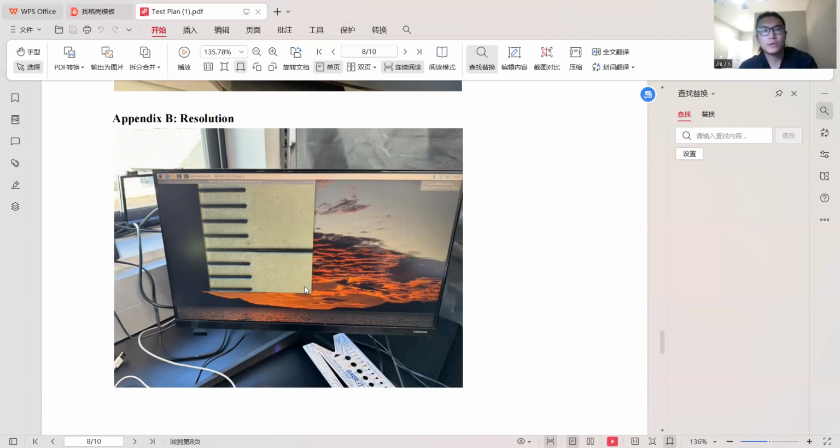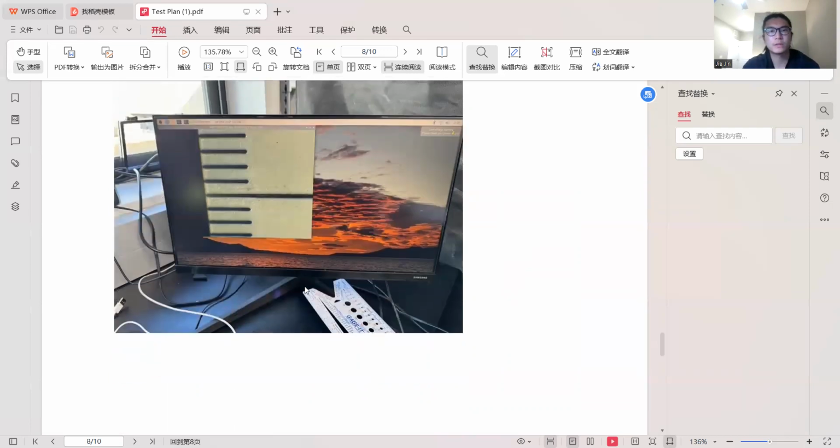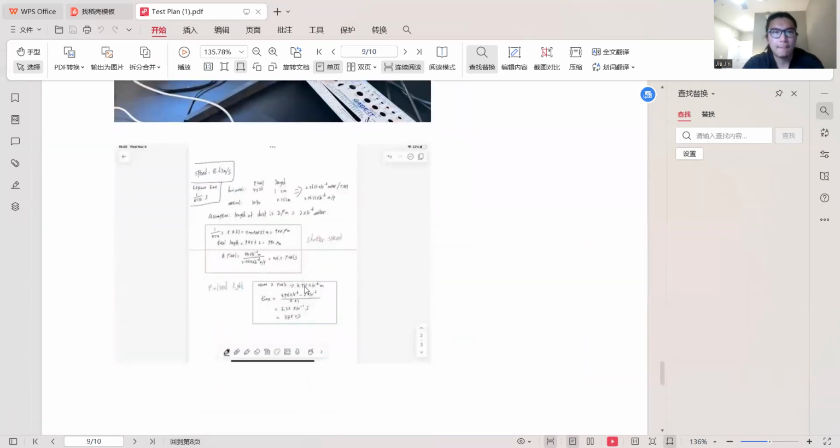So we just need to divide 7.5 millimeters by the number of pixels in the vertical direction, like 3,000 something, so we can get the length per pixel. Here is a calculation of the length of a pixel, also for the exposure time, but we still have not done the test for exposure time. So we may mention this in the next presentation.